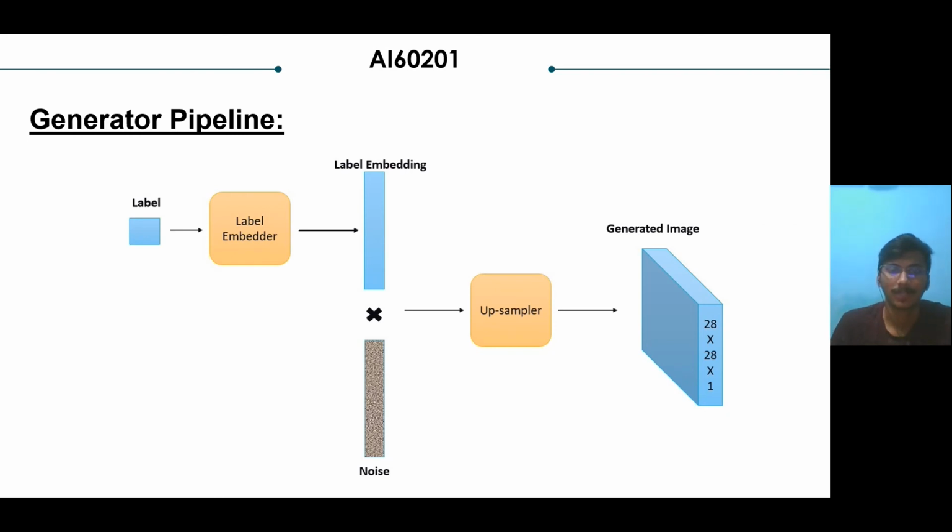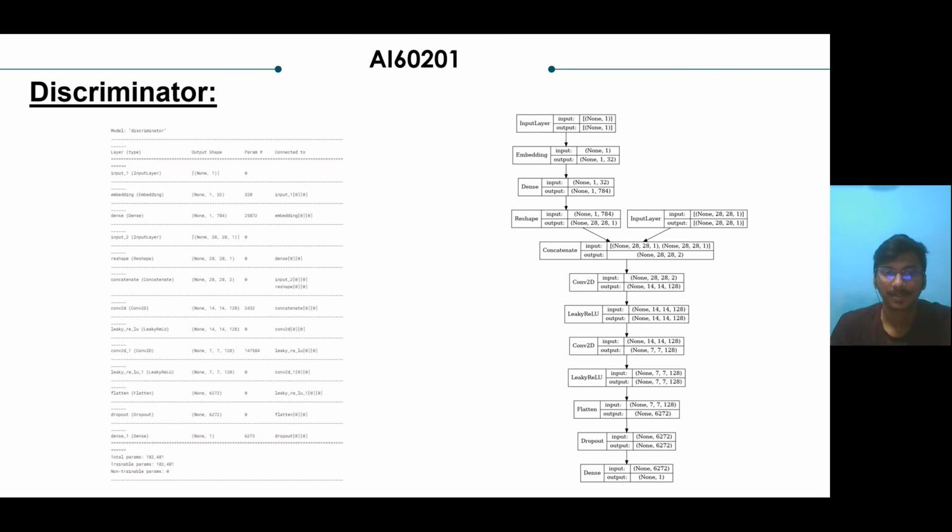So we'll pass the label through the label embedder. The label embedder is nothing but an embedding layer followed by a dense network. We will concatenate the label embedding and noise, which will be passed through an upsampler or convolution transpose network, and we'll get an image. In the discriminator, there are fewer parameters compared to the generator: we have 182,000 parameters, or 0.1 million. There are two inputs in the discriminator also.